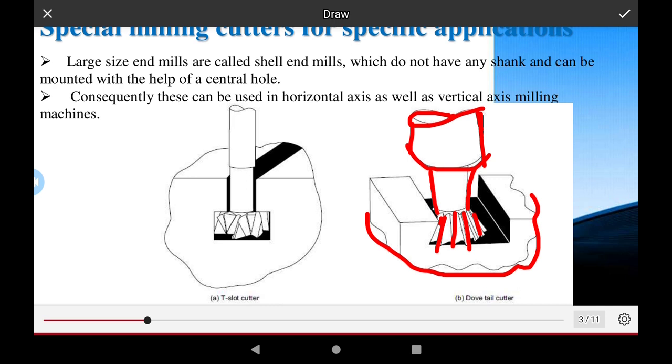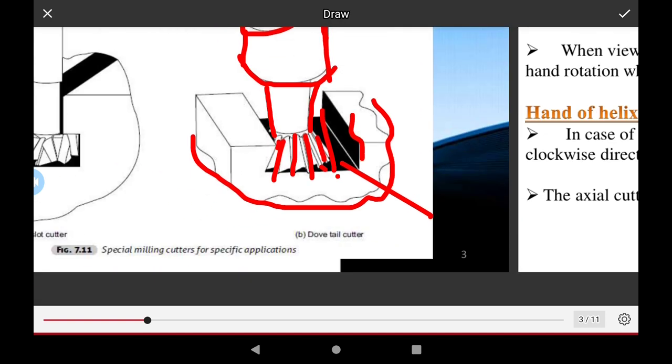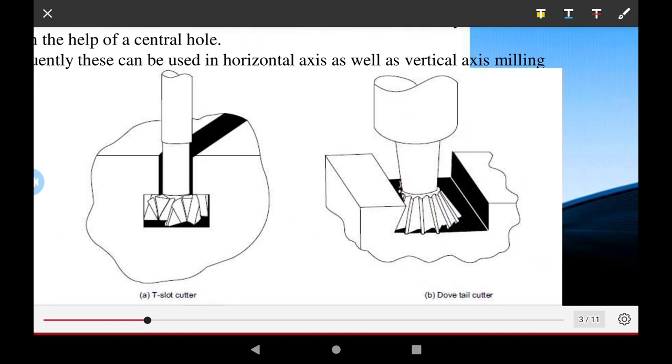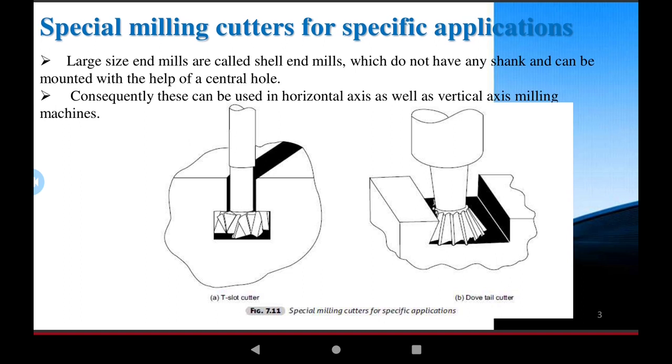Okay, this is the workpiece, and the tools also perform the work operations in these machines. Suppose some of the applications of the dowel trail cutter. So this is the dowel trail cutter.